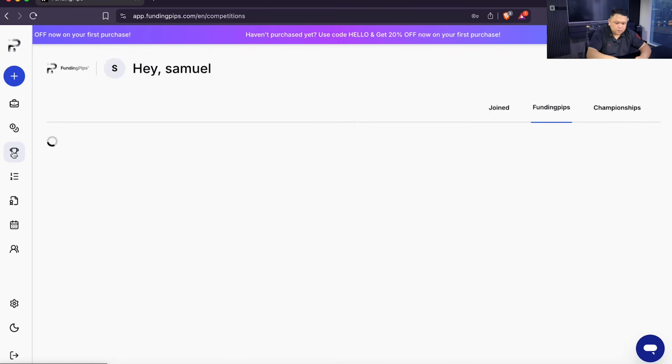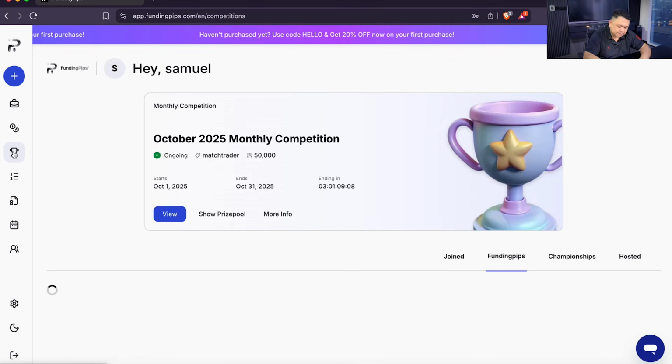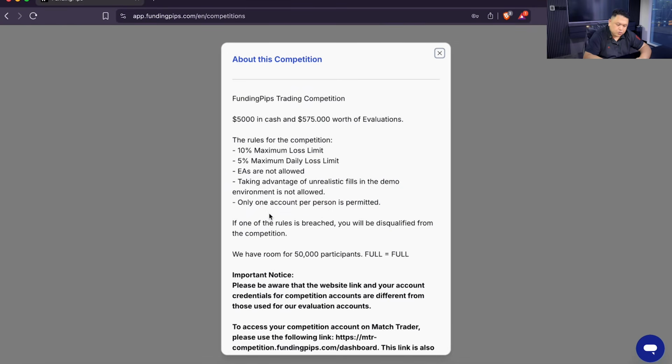Next up, we've got our monthly competition. So this is the competition tab that shows you everything that's going on. And we've got a competition on a monthly basis. You can see right now we're holding our October monthly competition. If you want to know more about it, just click on more info. It gives you the rules about the competition, whether the room is full, how you can access it if you get to join it. Because our competition is held on an entirely different Match Trader link, you need to use this link to access our Match Trader competition.